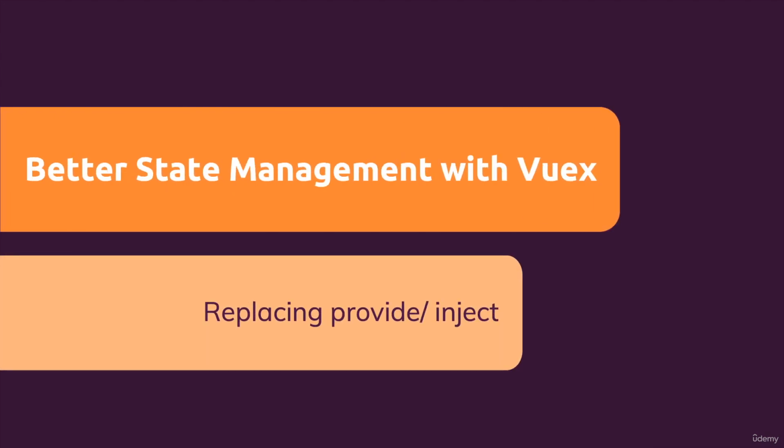As you build bigger and bigger Vue applications, managing your application state, your application data, can become more and more challenging. This module is about a better state management solution called Vuex, which can be used to replace provide and inject for data which you want to share across multiple components, possibly across your entire app.